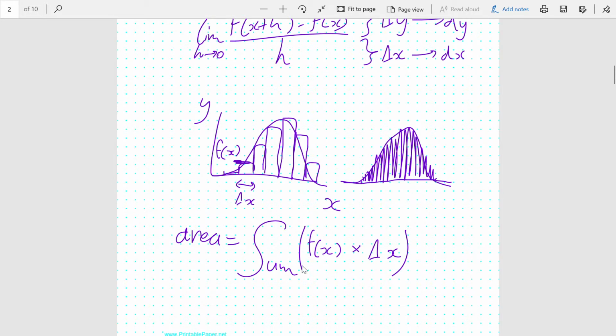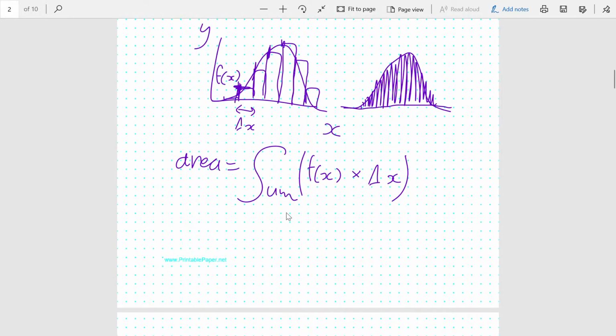That's basically what the integral is looking at. It's looking at the sum of the area of these rectangles under here, where each rectangle is some f(x). Here, here, here, here is the height, and the same delta x is the base of the rectangle.